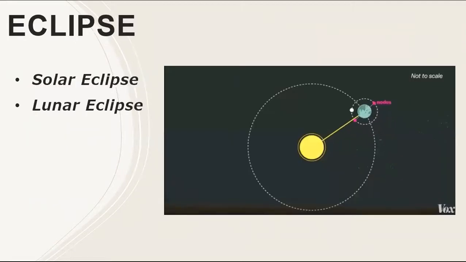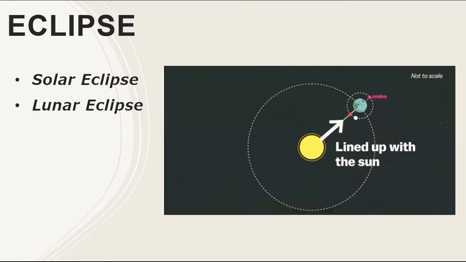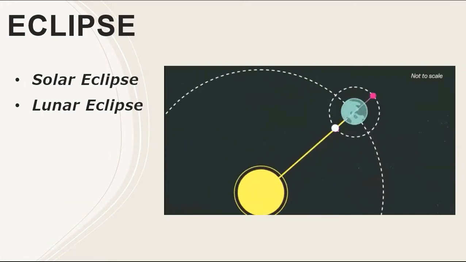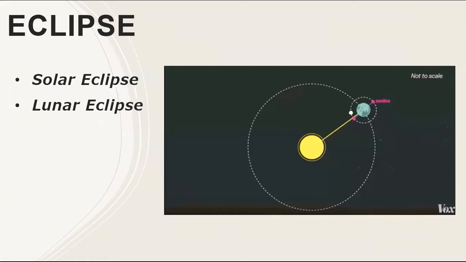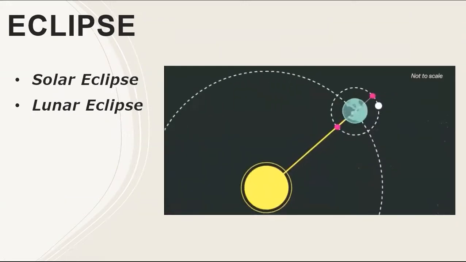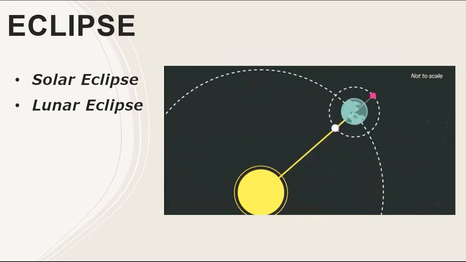There are two types of eclipses, solar eclipse and lunar eclipse. A solar eclipse occurs when a portion of the Earth is engulfed in a shadow cast by the Moon, which fully or partially blocks sunlight. This occurs when the Sun, Moon and Earth are aligned. Such alignment coincides with a new moon.